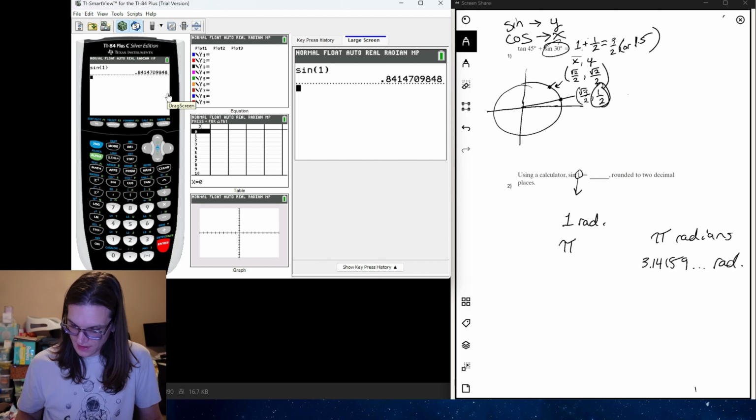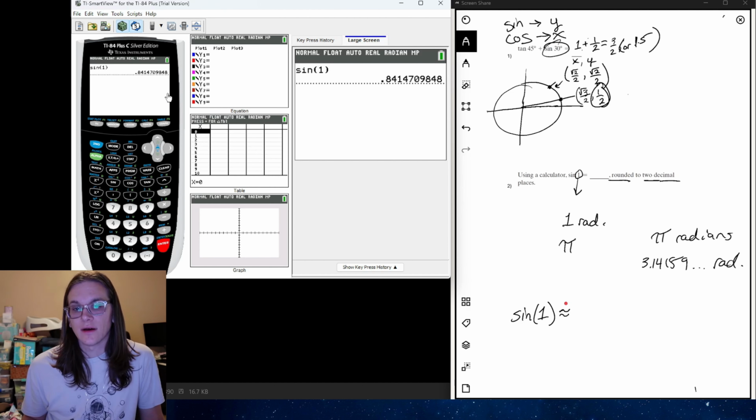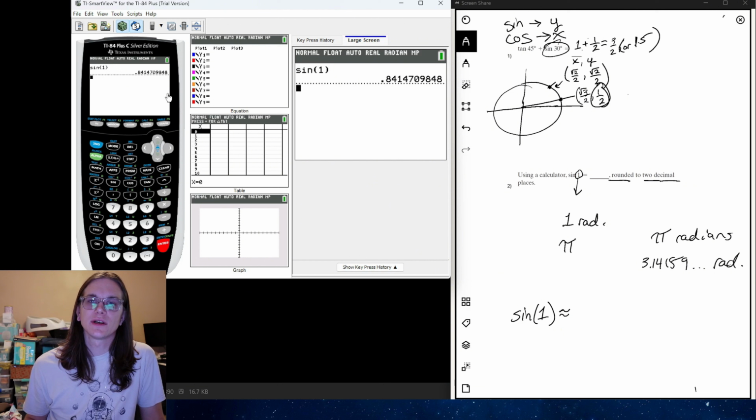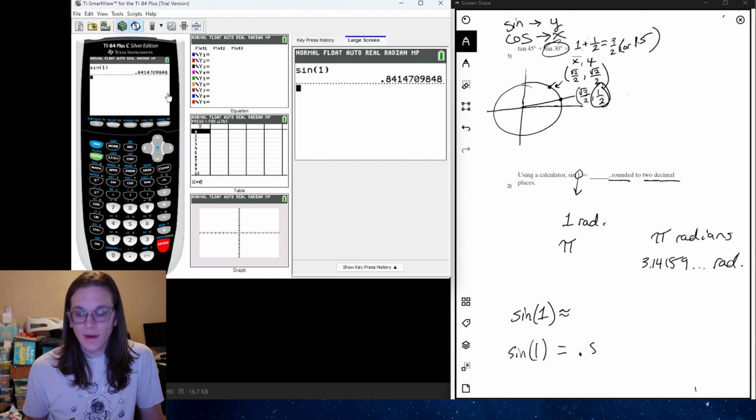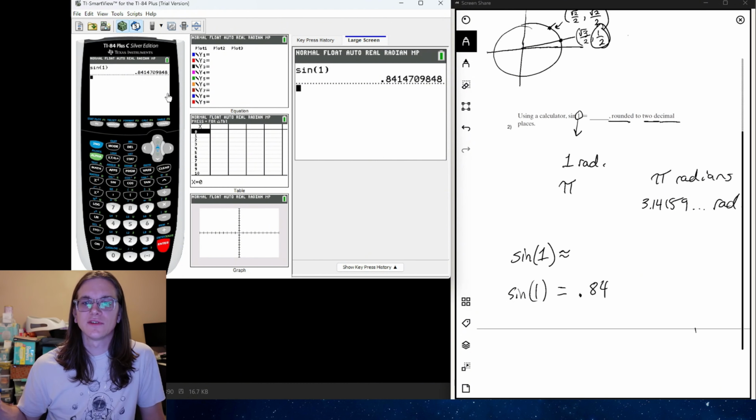Sine of 1 radian is, here when it says rounded to 2 decimals, I'll tell you right now, if you are in a college trig class and you just write this, 0.84, you'll probably get this right. But, I don't know, it just feels good to me to be very thorough.